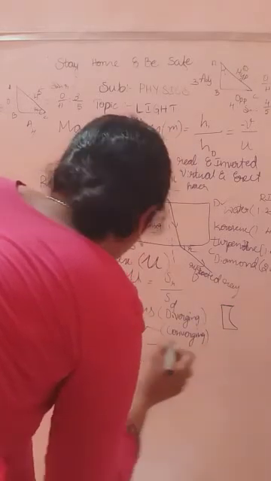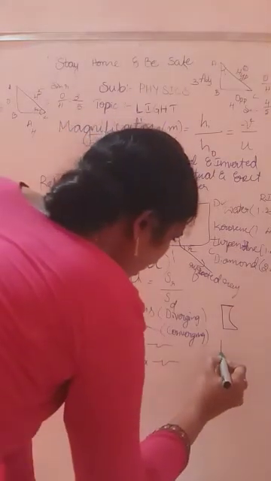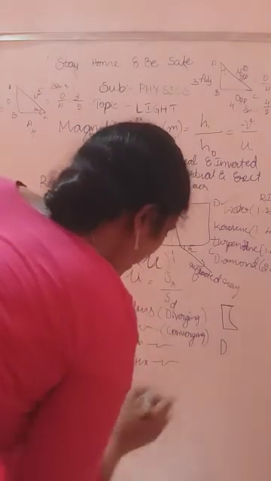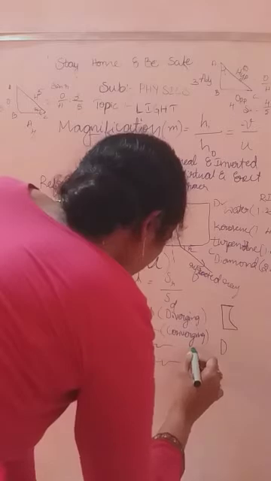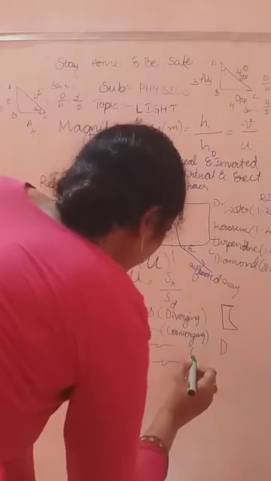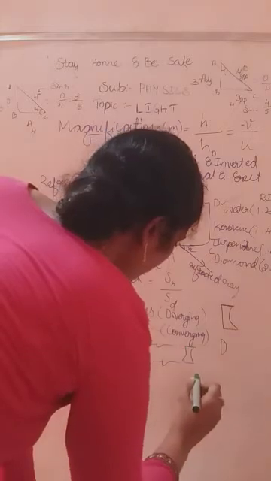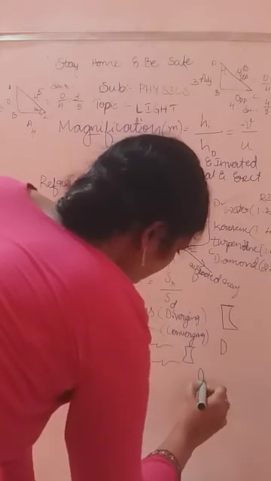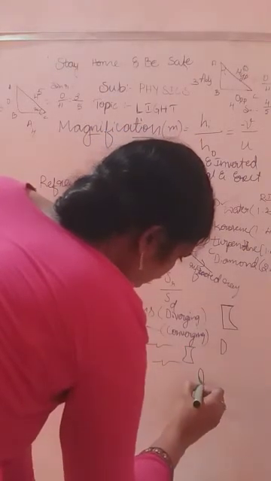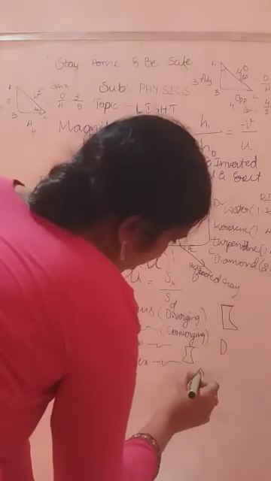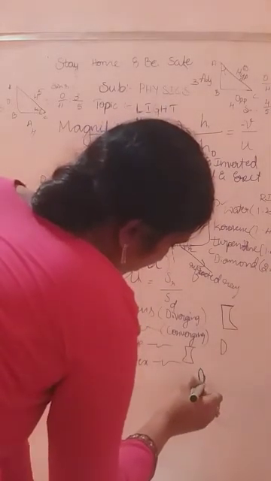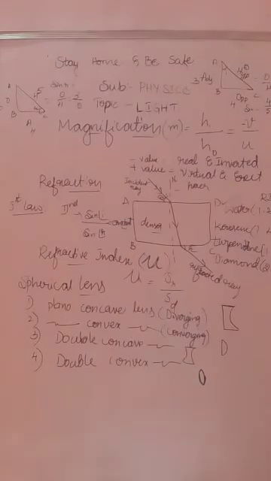Plano-concave it is, and this is the convex, and this is double concave, and this is double convex. Due to shortage of space I wrote small. Okay, no worry, you can understand.